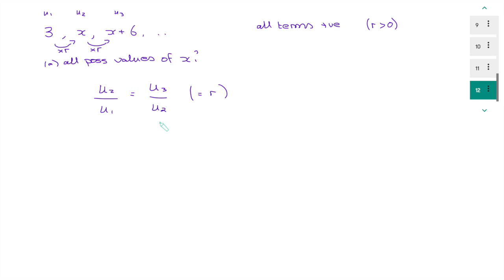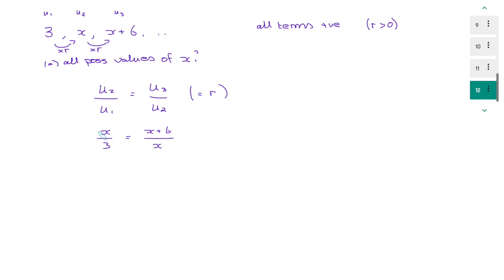So let's plug what we've got in here. u2 over u1 gives us x over 3, which equals u3 over u2, which is x plus 6 over x. And so we can just solve this, and then we should be able to see what values of x we've got. We want to know what values of x can satisfy this. So I suggest we just go ahead and solve this. Let's do it together.